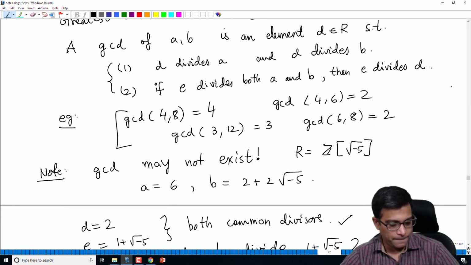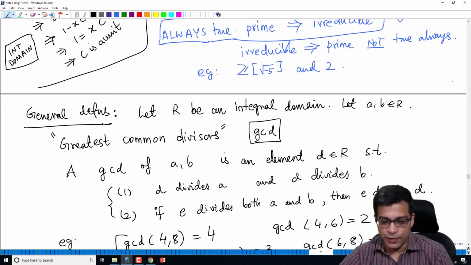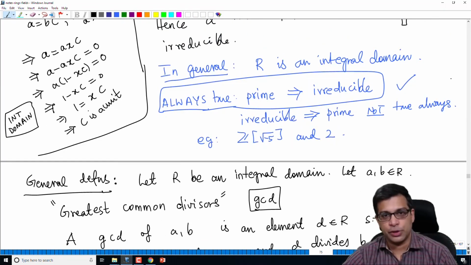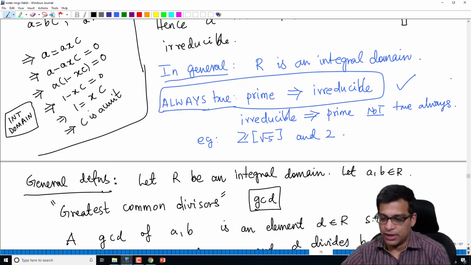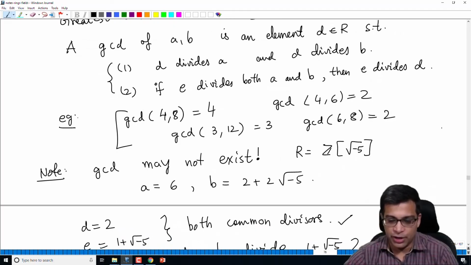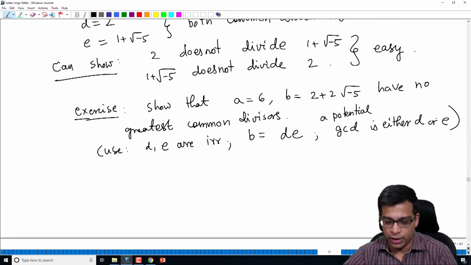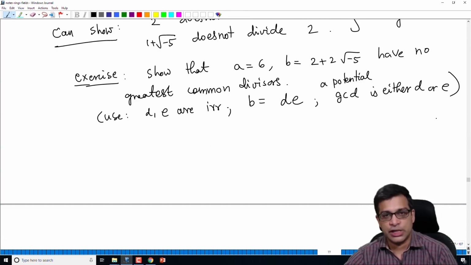Okay, so I'm going to stop this video here. In this video, we looked at more properties of irreducible and prime elements. We have given an example to show that irreducible does not mean prime, but prime always implies irreducible, and we have defined the notion of GCD in an arbitrary integral domain. In the next video, we will start studying principal ideal domains and unique factorization domains.